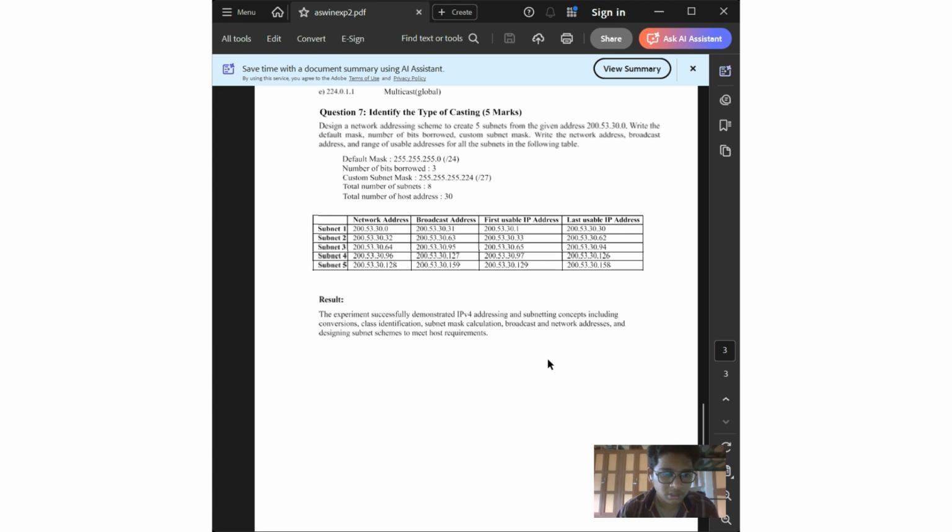We are going to demonstrate IPv4 addressing and subnetting concepts, including conversions, class identification, subnet classification, broadcast and network addresses, and designing subnet schemes to meet host requirements.